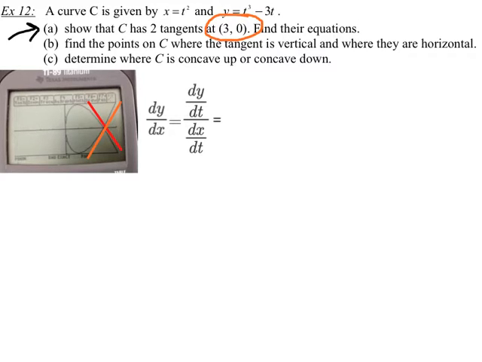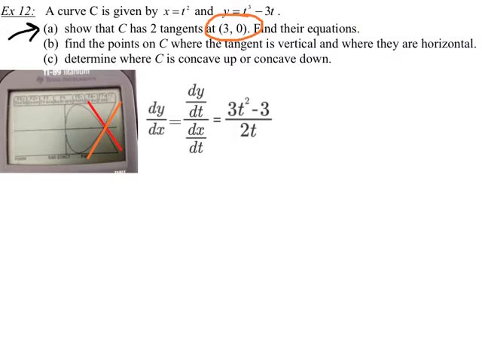So the slope is dy/dx, and I find dy/dx by doing dy/dt divided by dx/dt. So go ahead and find dy/dt and divide it by dx/dt, and pause the video and come back to me. Okay, this is what we should have come up with. We have (3t² − 3) over 2t.